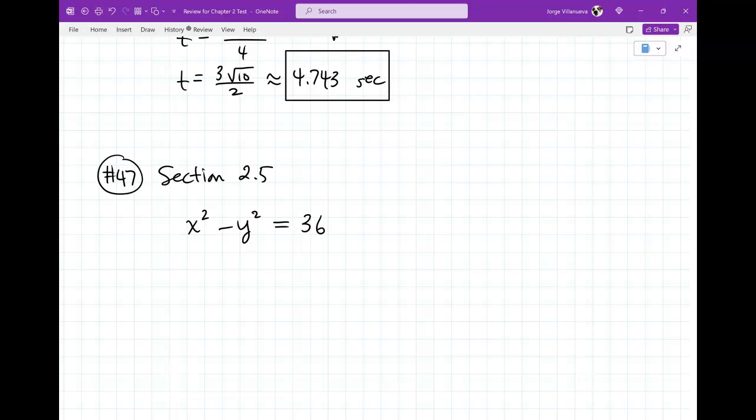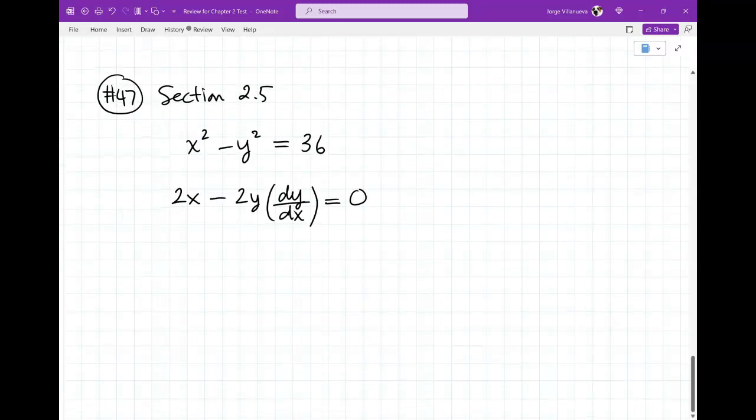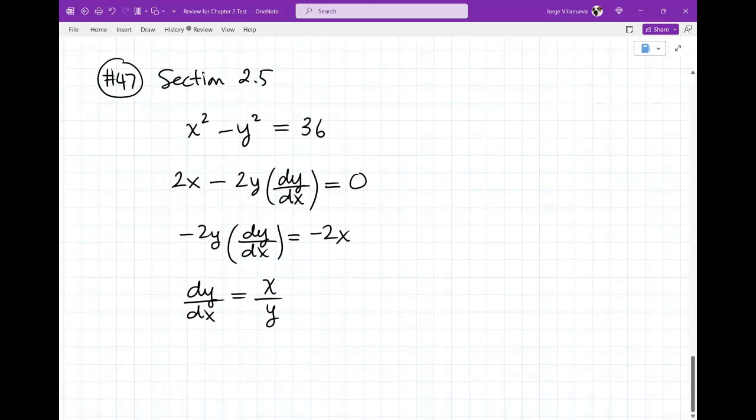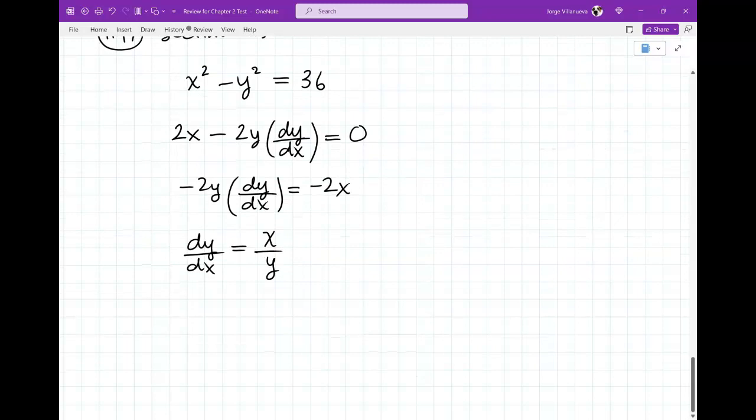So the derivative of x squared is 2x. I don't need to write dx dx, okay? Minus y squared is 2y dy dx equal to what? 0, right? I got to solve for dy dx, so let me move over the 2x. So I get negative 2y dy dx is equal to negative 2x. And I'm going to divide everything by negative 2y. So when I do that, I get dy dx is equal to x over y. Are we okay with that first part?